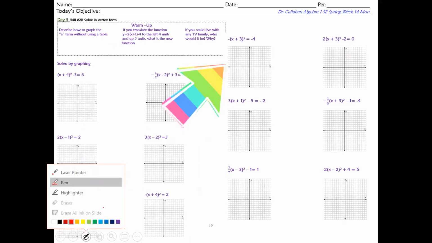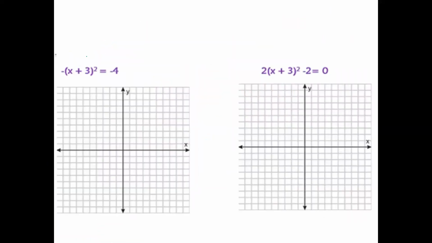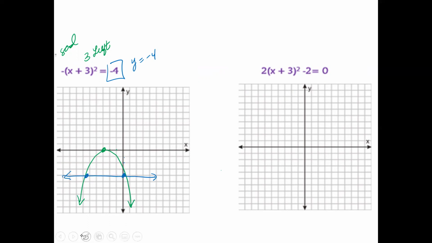All right, let's go on to the next one here. So with this one, this is going to be 3 to the left, and it's also going to be a sad face. So 1, 2, 3, and it's going to be a sad face, but it's going to be a regular, normal shape. Here, y equals negative 4, so go down 1, 2, 3, 4. So my point of intersection in this situation is going to be at 1, 2, 3, 4, 5, negative 4, and 0, negative 4. Now you try.